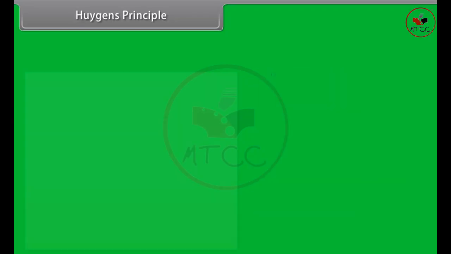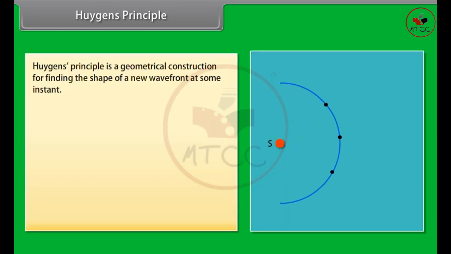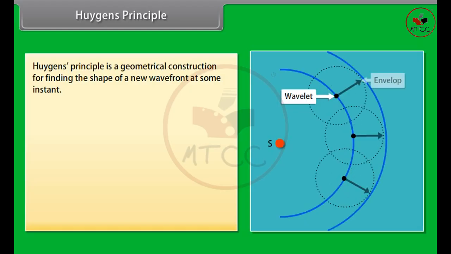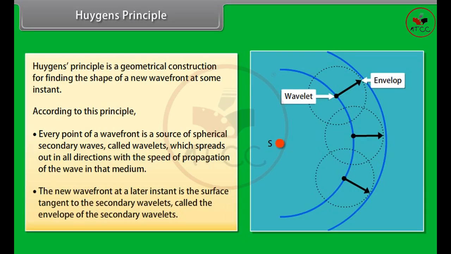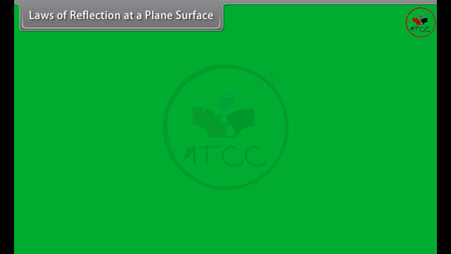Huygens principle. Huygens principle is a geometrical construction for finding the shape of a new wave front at some instant. According to this principle, every point of a wave front is a source of spherical secondary waves called wavelets, which spread out in all directions with the speed of propagation of the wave in that medium. The new wave front at a later instant is the surface tangent to the secondary wavelets called the envelope of the secondary wavelets.